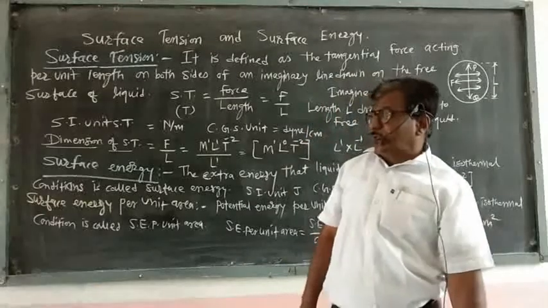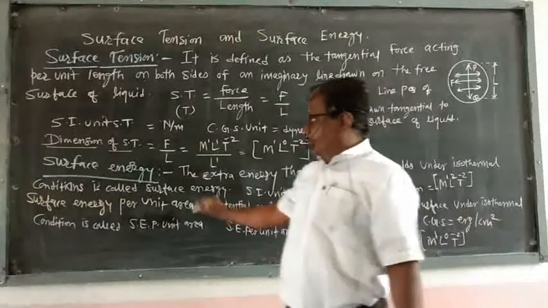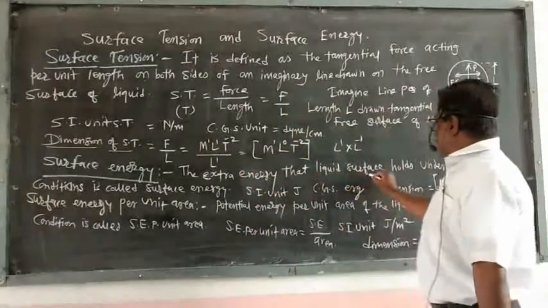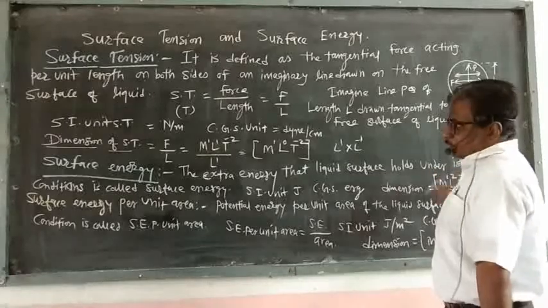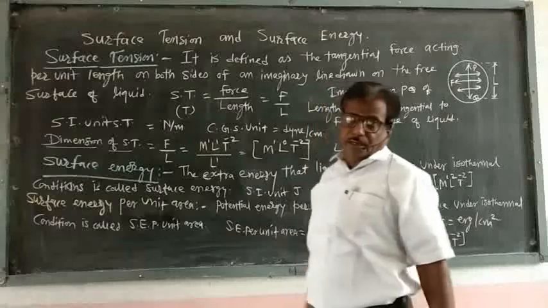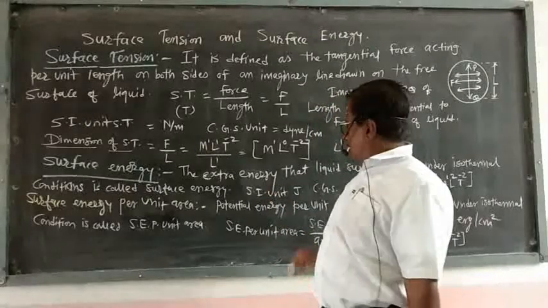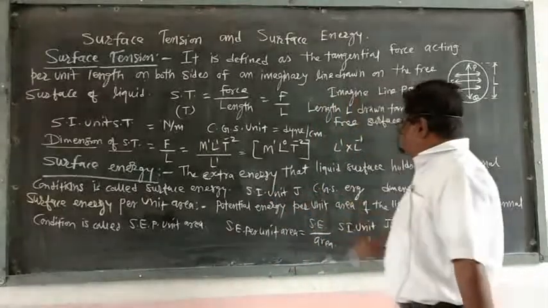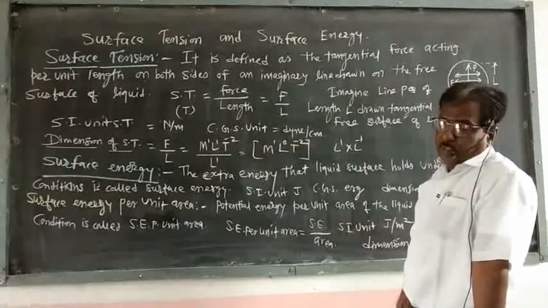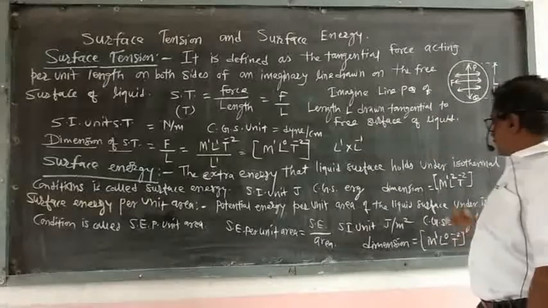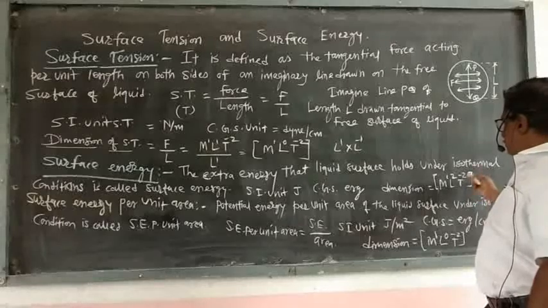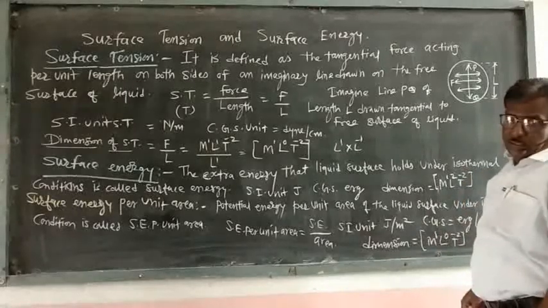Now we can define what is meant by surface energy. Surface energy is defined as the extra energy that a liquid surface holds under isothermal conditions. We know that the SI unit of surface energy is joule, its CGS unit is erg, and the dimension of surface energy is similar to work done, that is [M^1 L^2 T^-2]. So that is the dimension of surface energy.